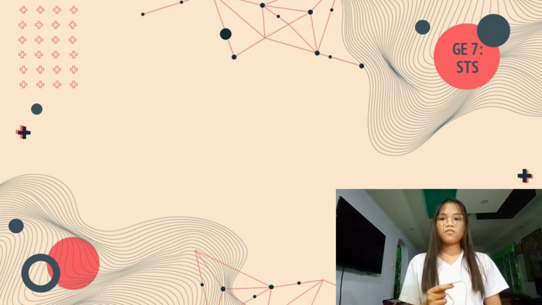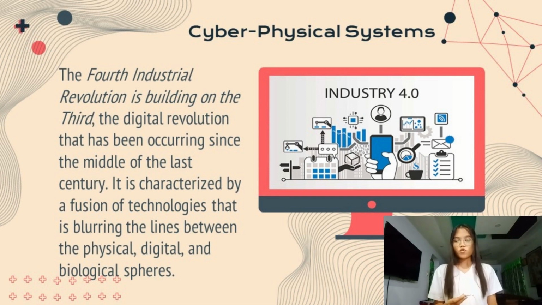The first industrial revolution used water and steam power to mechanize production. The second used electric power to create mass production. The third used electronics and information technology to automate production.